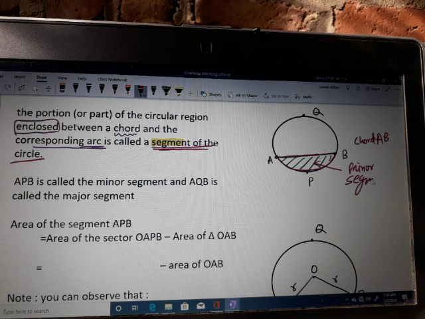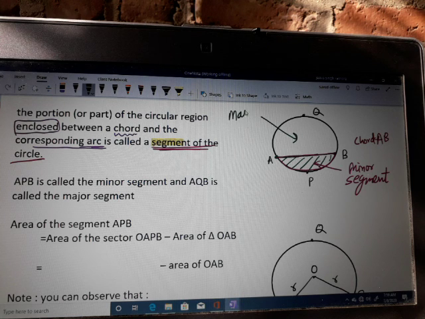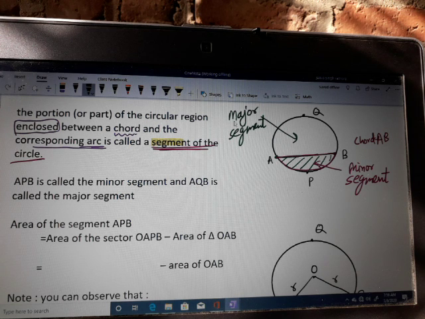What is the left part? This left part, the other part on the right, is the major segment of the circle. I consider this chord AB and this is the major arc. That's why this region is the major segment.